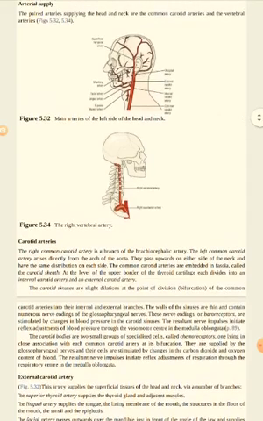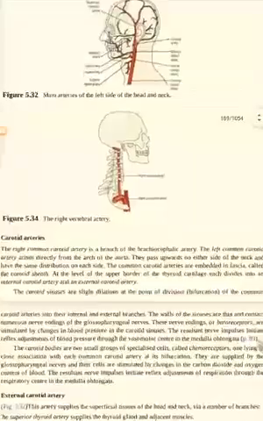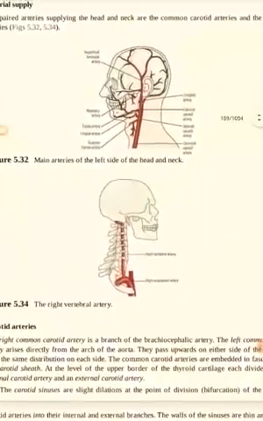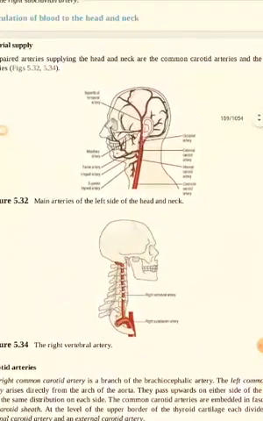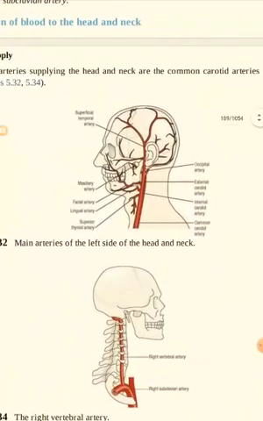Now we will discuss in detail the branches of the carotid arteries. As we discussed, these carotid arteries divide into an external branch and an internal branch. The external carotid artery divides into various branches as shown in this figure, that is the superior thyroid artery, which supplies the thyroid region. Then we have the lingual artery, which is also a branch of the external carotid artery. It supplies various regions of the tongue.